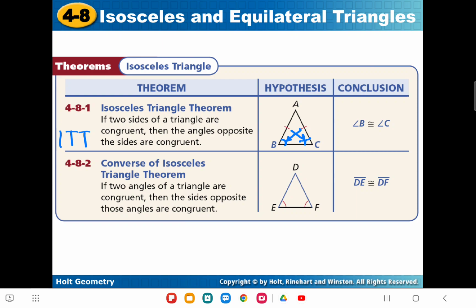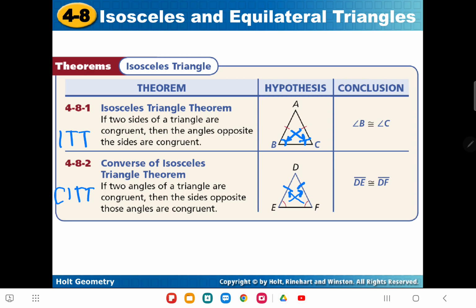The converse of this is also true. We will abbreviate the converse of the isosceles triangle theorem as CITT. If two angles of a triangle are congruent, then the sides opposite those angles are congruent. So opposite to angle E is side DF. If I'm given that angles E and F are congruent, I can say that DF is congruent to DE. Or as they've written it here, DE is congruent to DF.